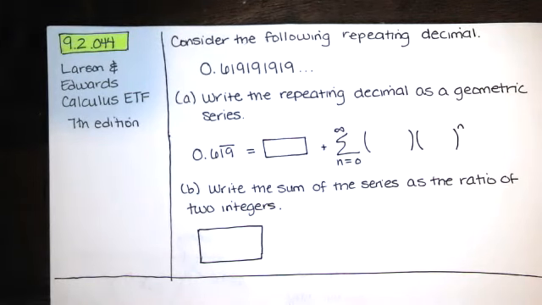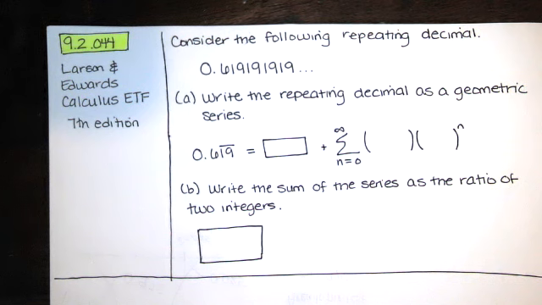In this video, we solve problem 9.2.044 from the Larson and Edwards Calculus Early Transcendental Functions text, 7th edition. We're asked to consider the following repeating decimal, and it's 0.6191919, and there are infinitely many 19s.